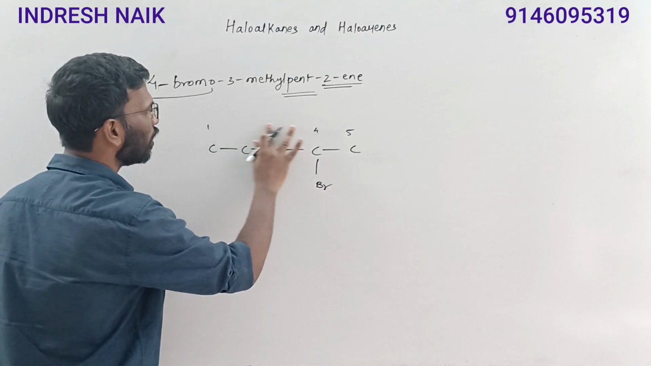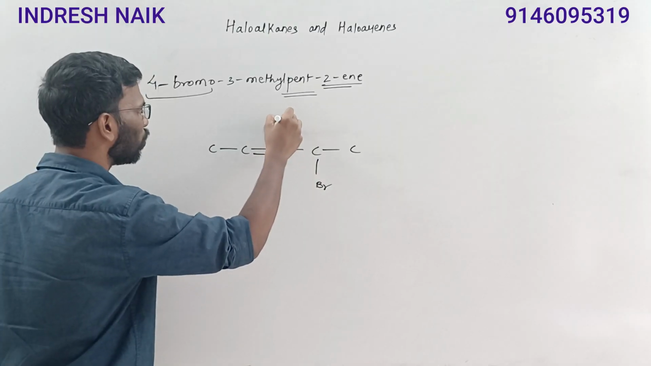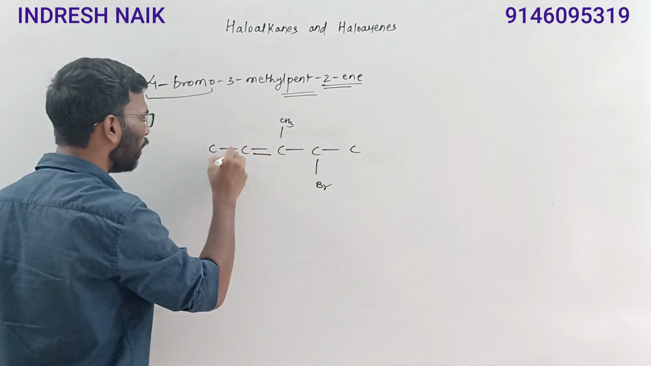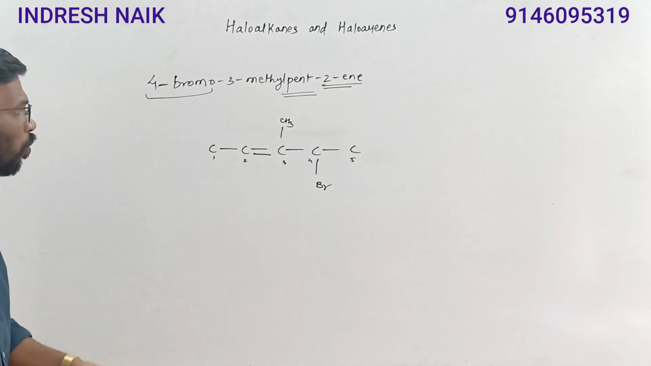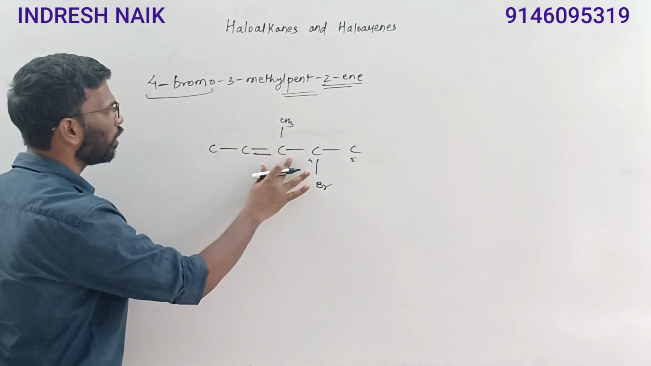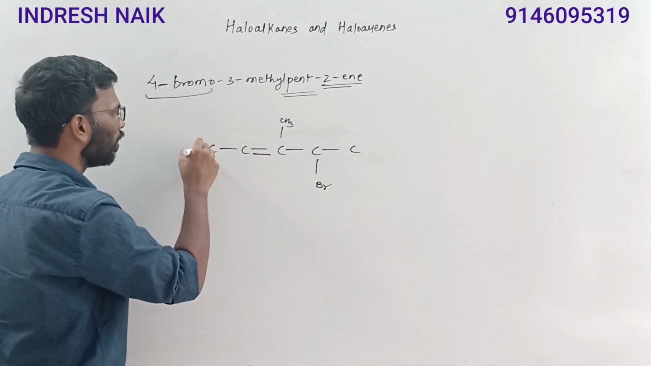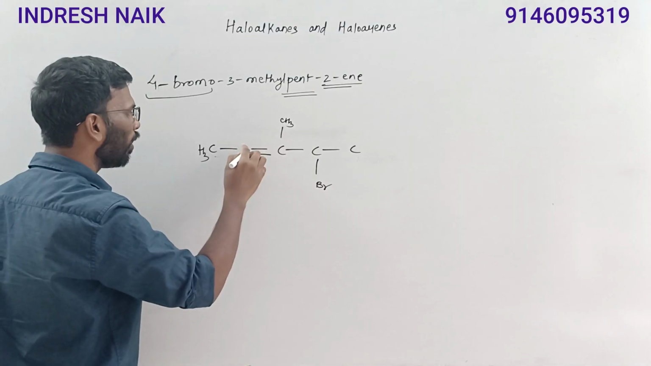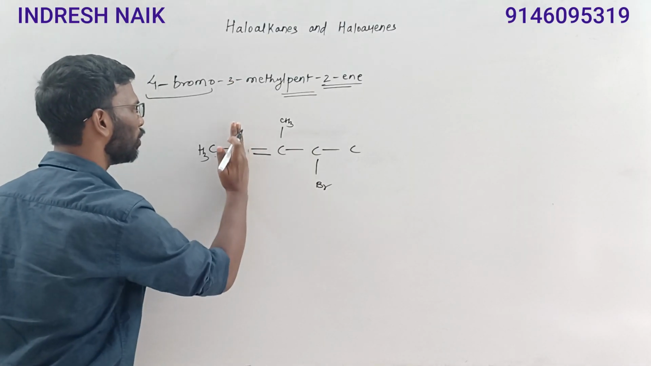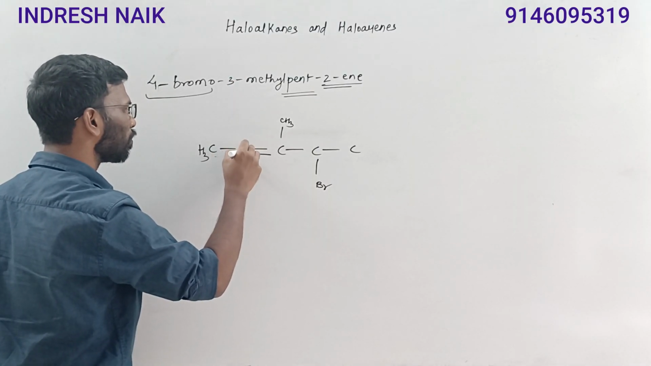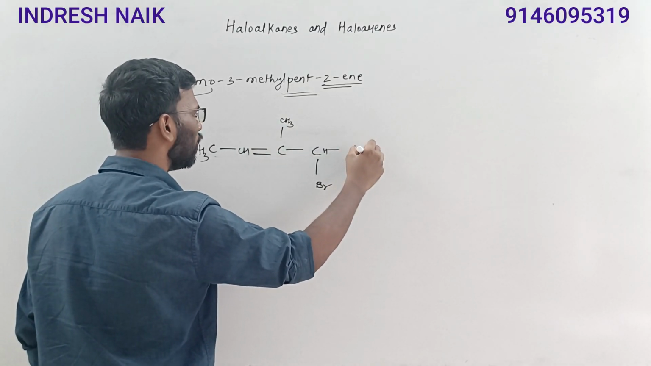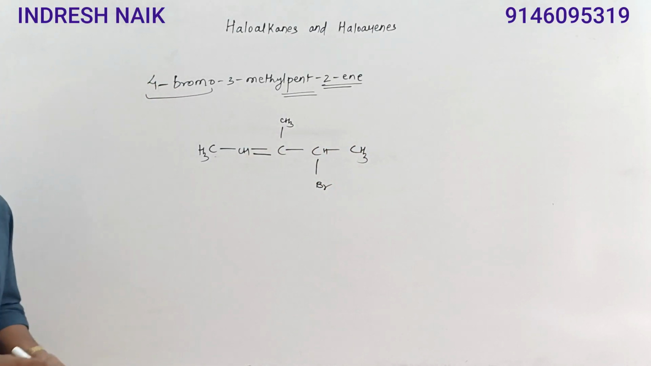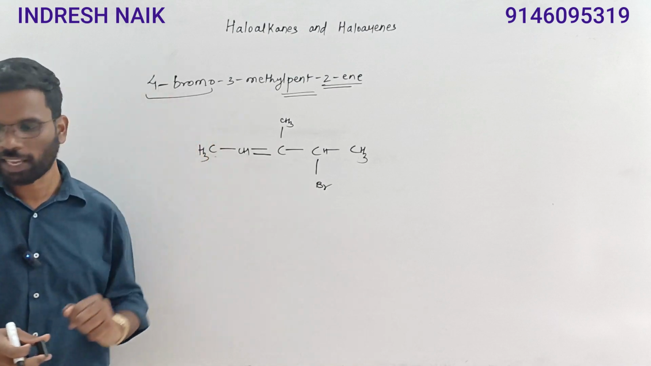And at the third position, there is a methyl. Means here this is your third. So 1, 2, 3, 4 and 5. Done. Now you put the rest of the hydrogens over here. How many hydrogens will be required? 3. Here you will require just 1 hydrogen. Here you don't require a hydrogen. Here also just 1 hydrogen. So this is the structure of the haloalkane which is asked over here.